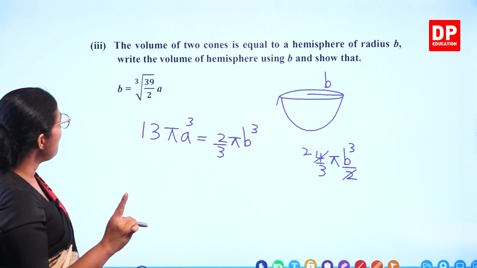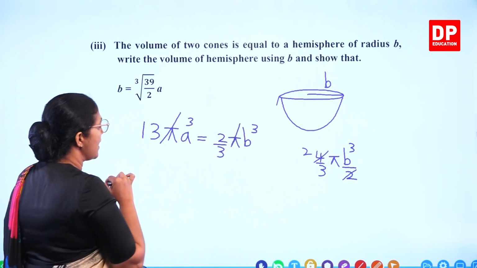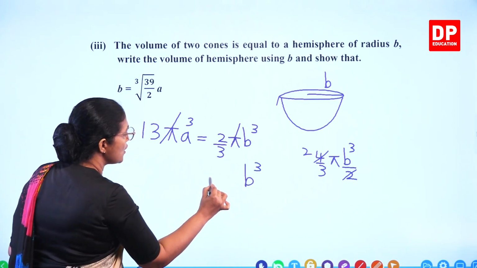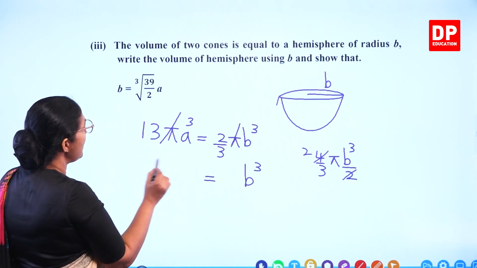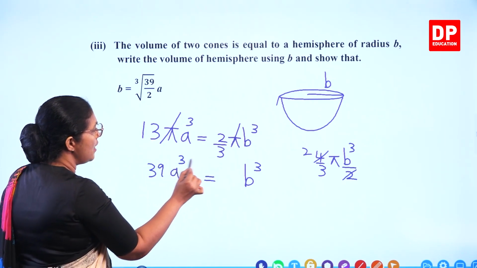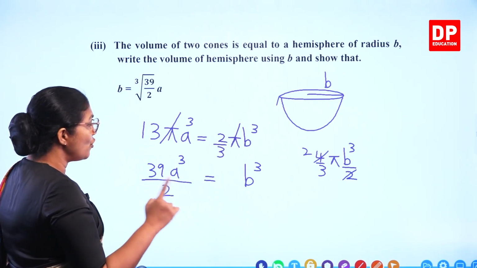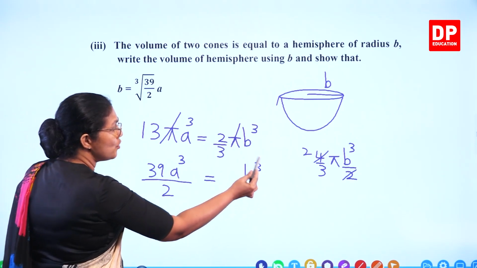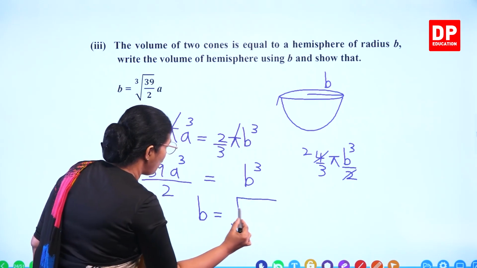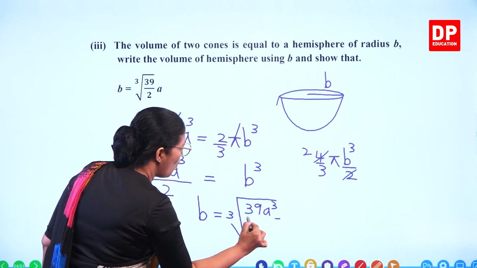Now we can make B the subject of the formula. Pi gets cancelled out, and then make B cube the subject first. So cross multiply: 13 times 3, 39 A cube, and this 2 you can take down. And how do you find the B value? You have to take the cube root of this value. Cube root of 39 A cube over 2.